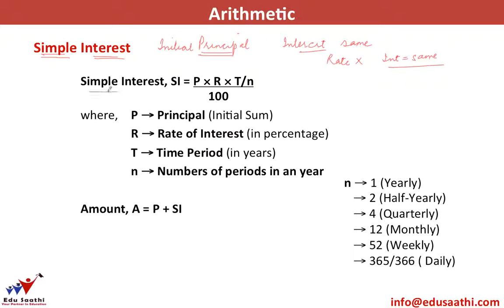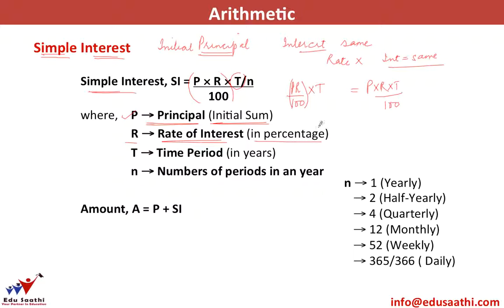So the total simple interest for t years would be P into R into T by 100, where P into R by 100 is the interest for 1 year. Multiplied by t years, you will get the formula P into R into T by 100, where P is the initial principal that you started your investment with. R is the rate of interest, and this rate of interest is expressed in percentage terms.